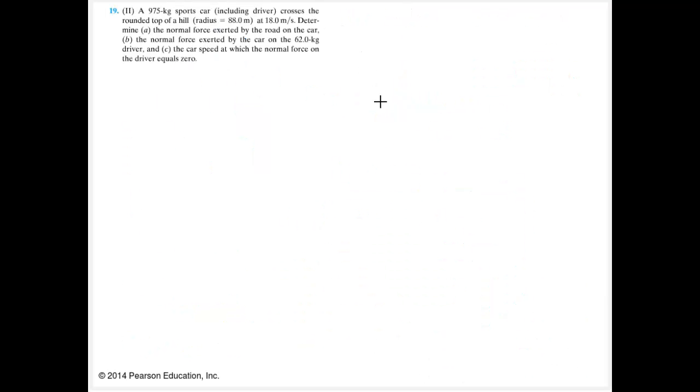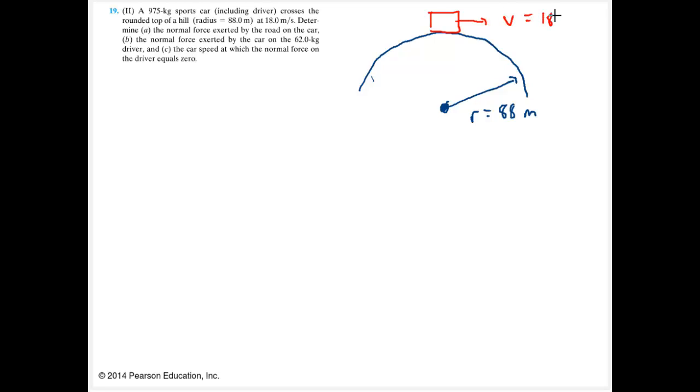Problem number 19, pause for a second and read the problem. It has a car that is rounding the top of a hill that has some radius of 88 meters. Draw my car right here. The car is traveling with some velocity of 18 meters per second.